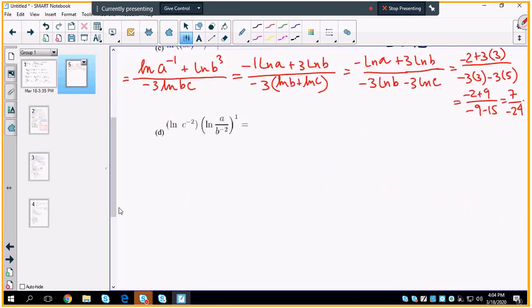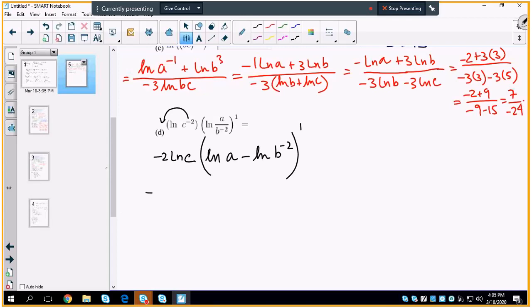The last problem in this handout is one more instance of using the values of natural log of a, b, and c. So I use product rule. I get negative 2 times natural log of c. This one is not a power of the argument. It is the power of the logarithmic term, so don't mistake it for using the power rule. Rather, use the quotient rule: natural log of a, the top, minus natural log of b to the power negative 2, the bottom, and that is inside parentheses to the power 1.